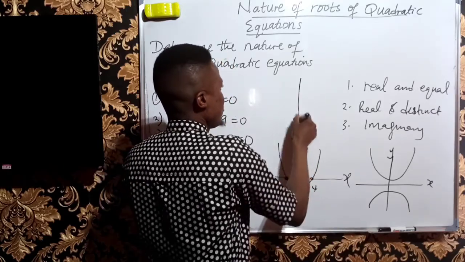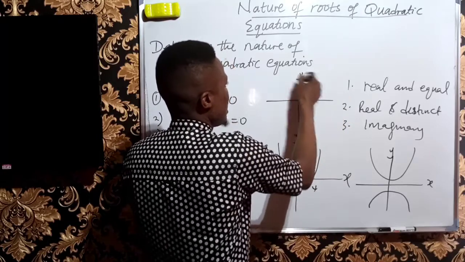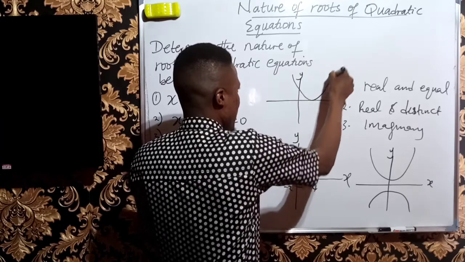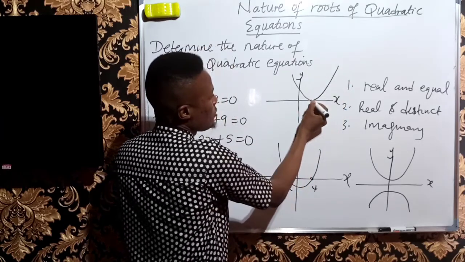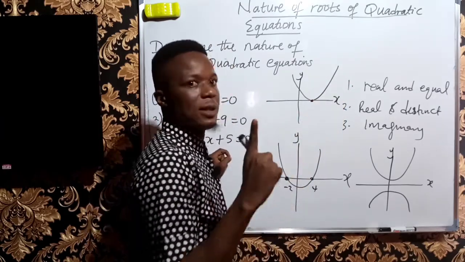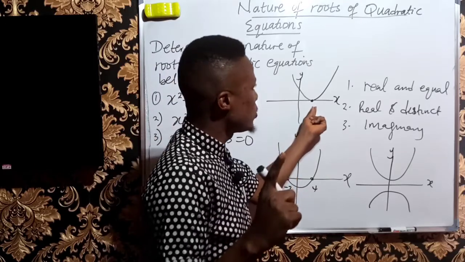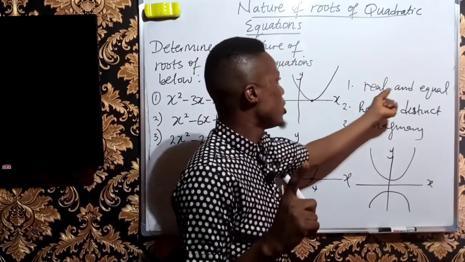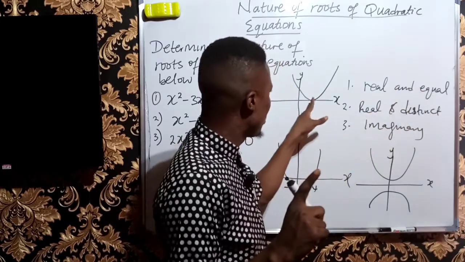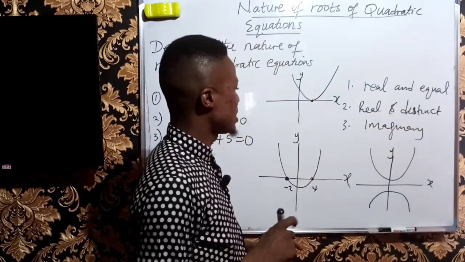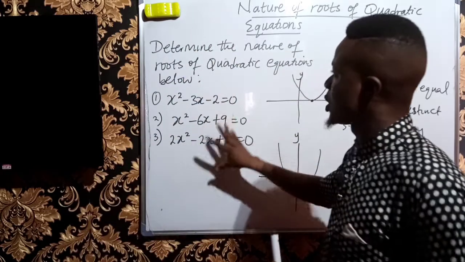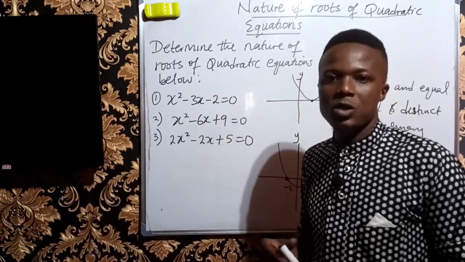Sometimes you can have a curve like this, your y-axis and your x-axis, and your curve will appear this way. You will see that your curve is touching the x-axis at only one particular point. In that case, we say that the nature of the roots of the quadratic equation are real and equal, because only one point is where it's touching the x-axis. So now let us examine the nature of roots of this given quadratic equation.